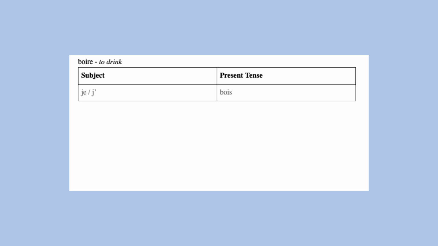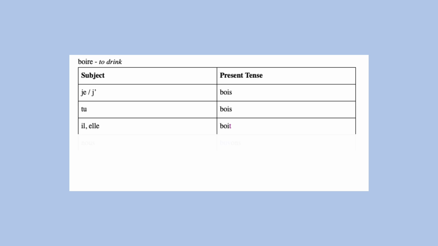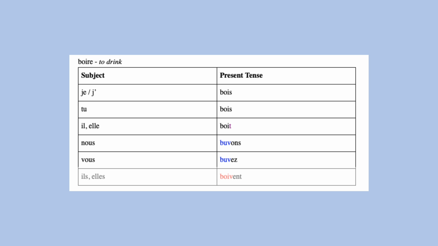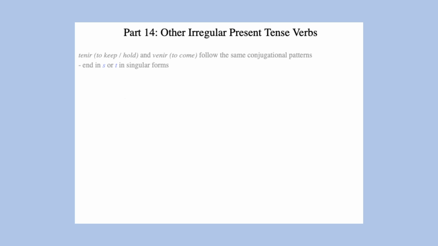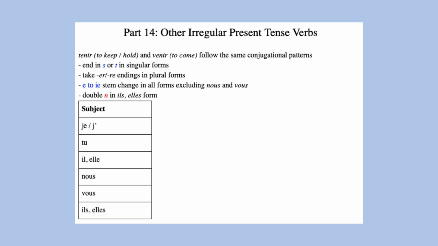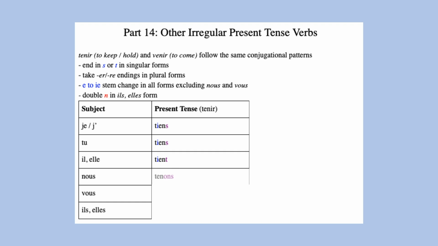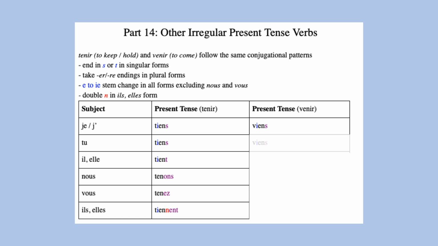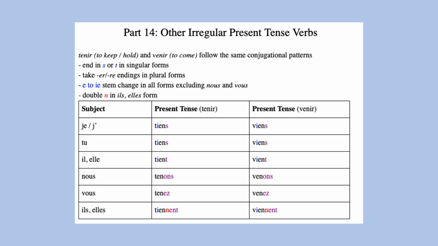Bois, bois, boit, buvons, buvez, boivent. And we have certain verbs which don't follow any of the previous patterns. We have dormir and venir, which follow similar conjugational patterns to one another. Tiens, tenons, tenez, tiennent. Viens, venons, venez, viennent.